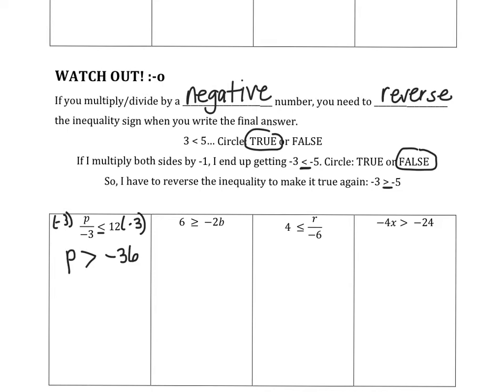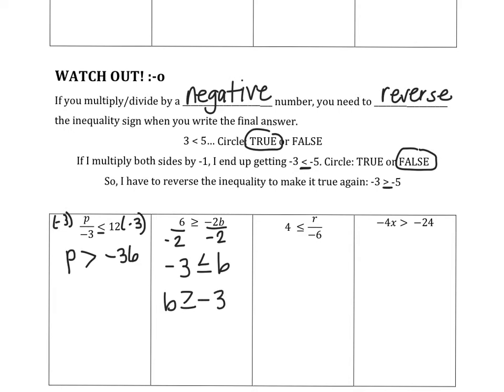The next one, 6 is greater than or equal to negative 2b. Divide by a negative 2. And because I'm dividing by a negative number, I have to change the direction of my sign in order to keep this a true statement. And this is going to be negative 3 is less than or equal to b, or that could be written as b is greater than or equal to negative 3.